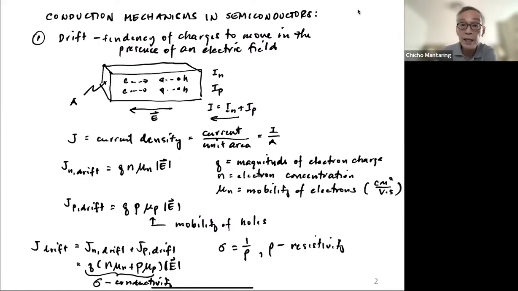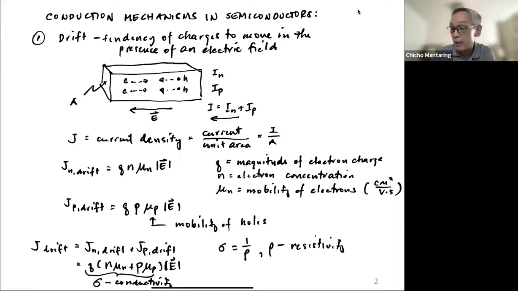Now, what exactly does mobility describe? Mobility describes, kumbaga parang gaano kaliksi yung charge carrier, ano? It describes the magnitude to which your charge carrier can move in the presence of an electric field.